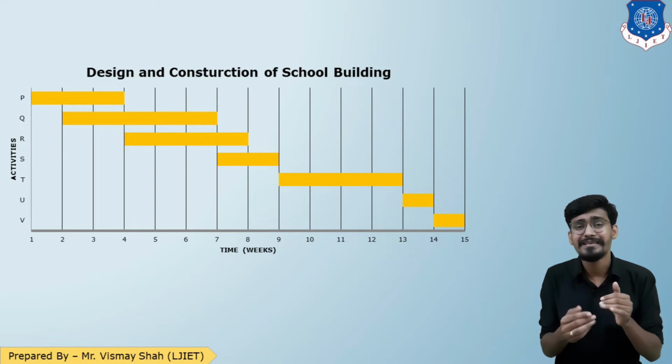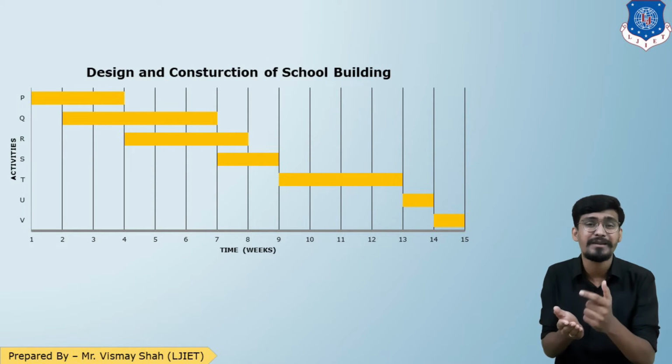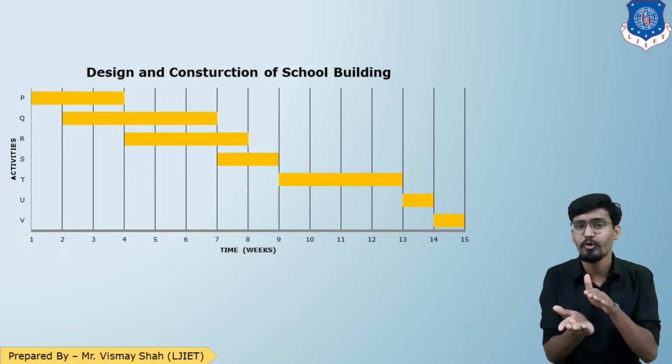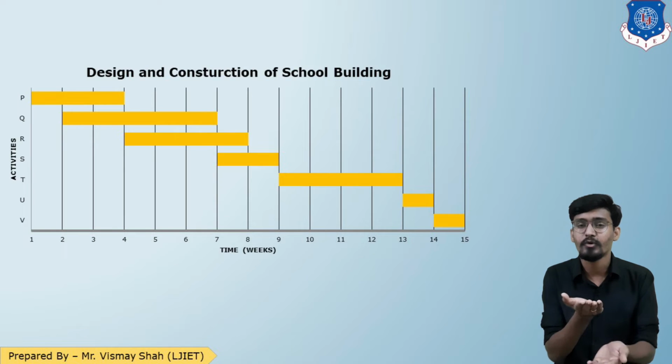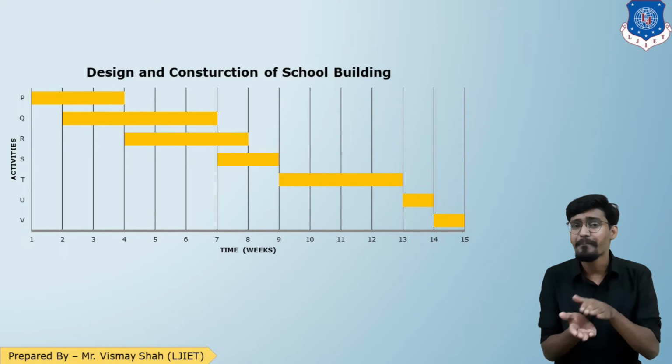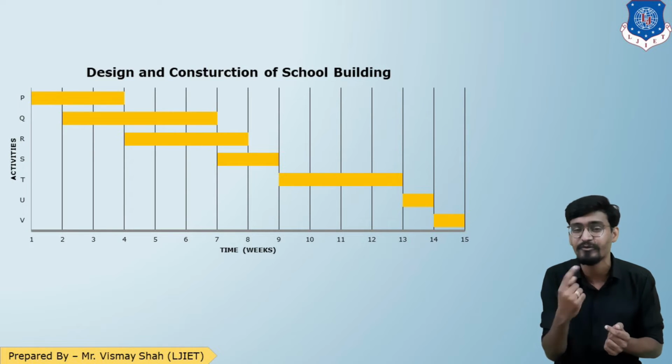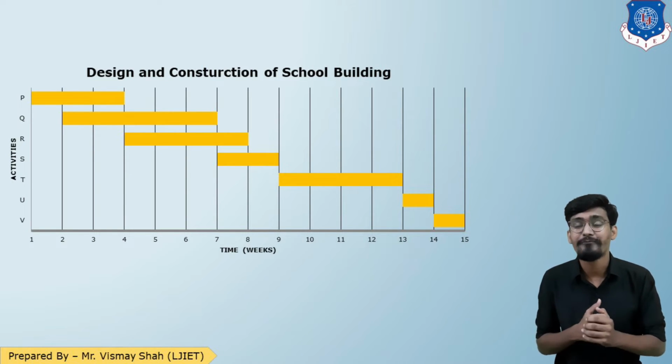In P, Q, R, S, the activities are parallel after some time. After a certain portion of P is completed, Q can be started. Then after a certain portion of Q is completed, R can be started. So those are the parallel activities, but T, U and V are the sequential activities, one after another. So that is how we have prepared our Gantt bar chart.